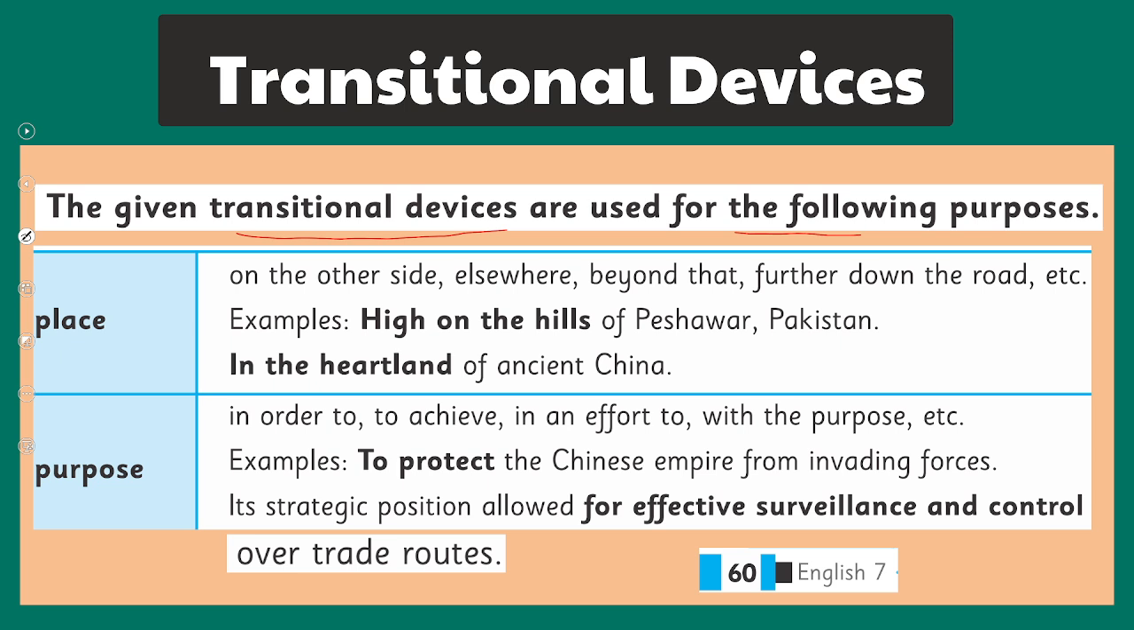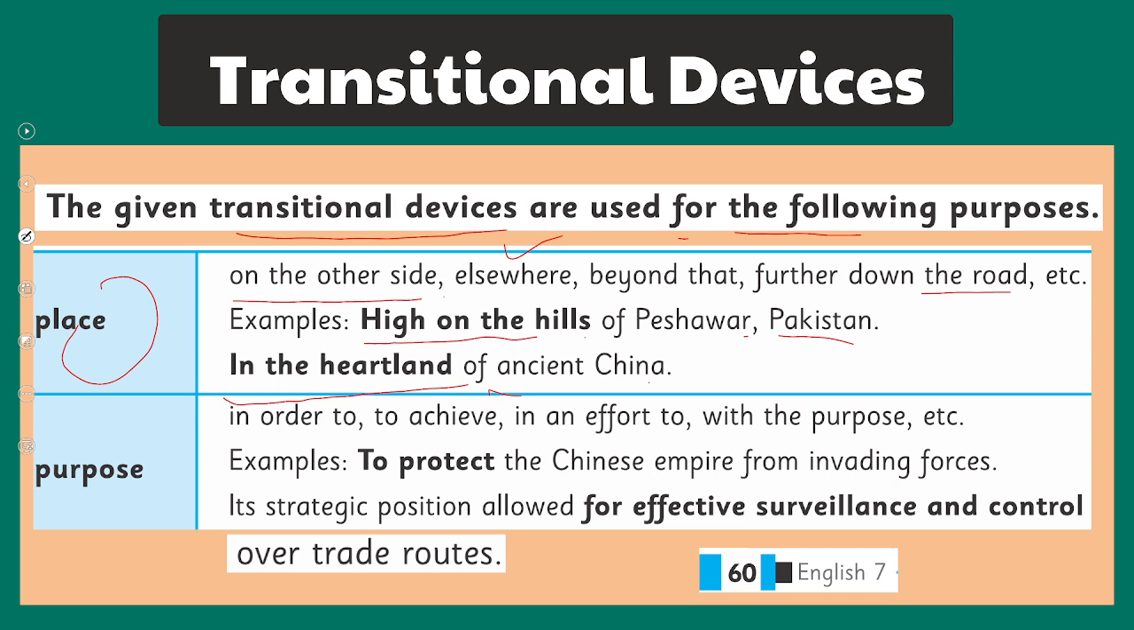So, to show places, you use transitional phrases like on the other side, elsewhere, beyond that, further down the road, etc. So, if you want to show two sides, you will say on the other side, elsewhere, beyond that. All these are showing you some location or some kind of place in your whole idea. For example, high on the hills of Peshawar, Pakistan, in the heartland of ancient China.